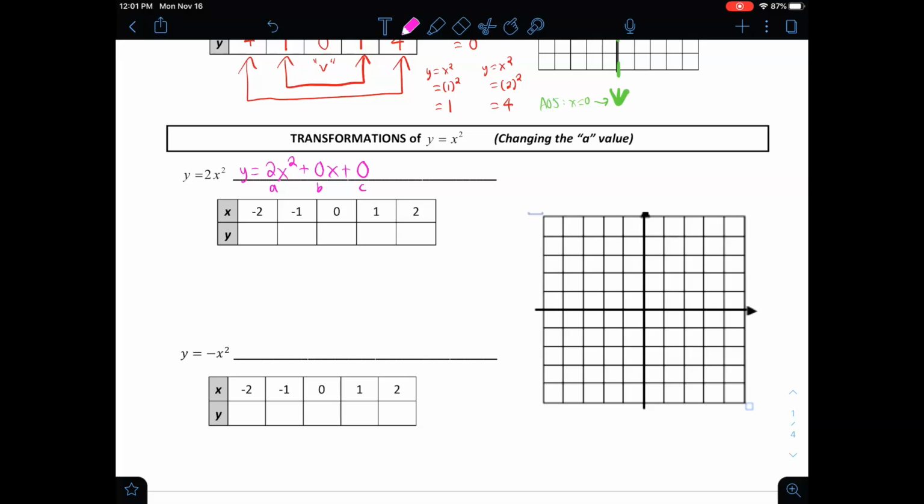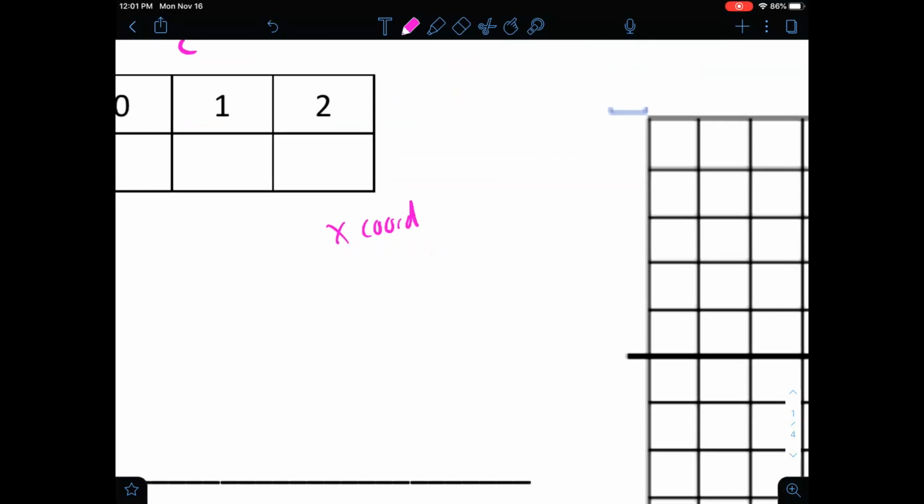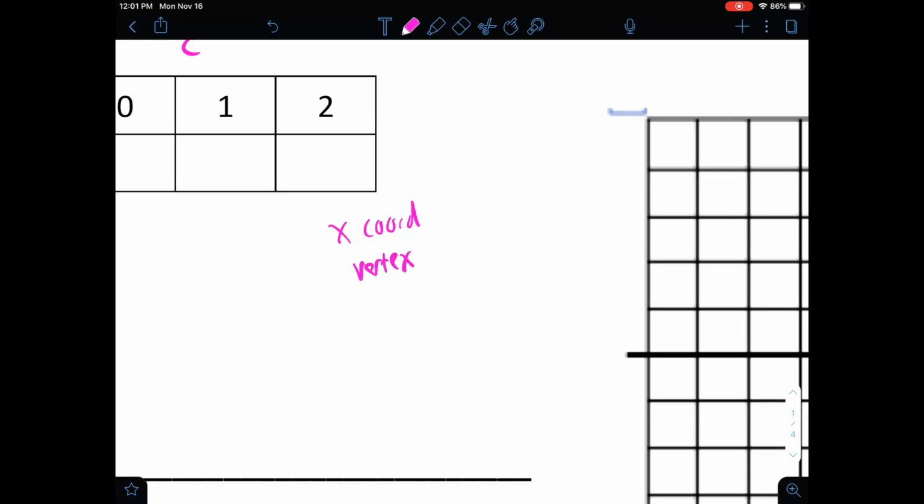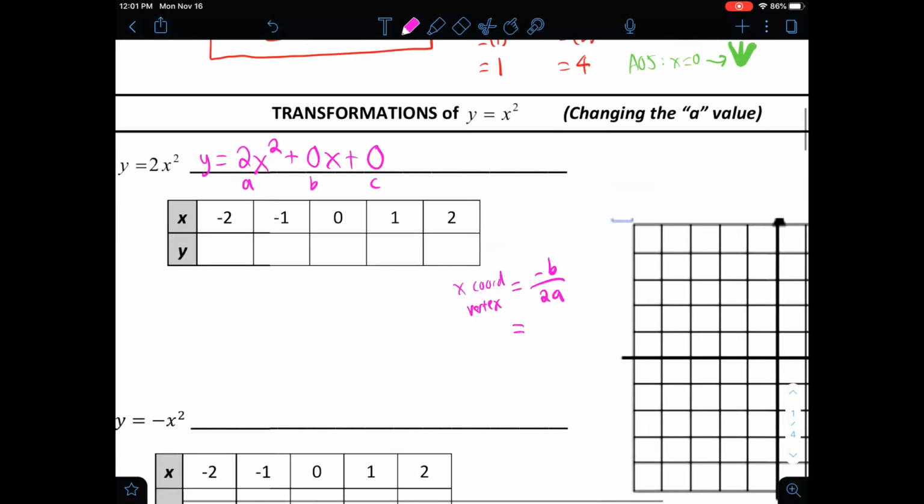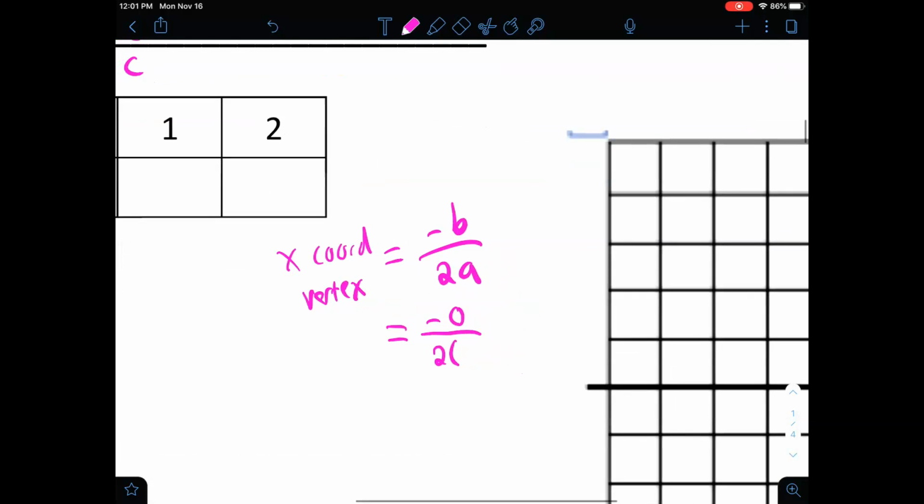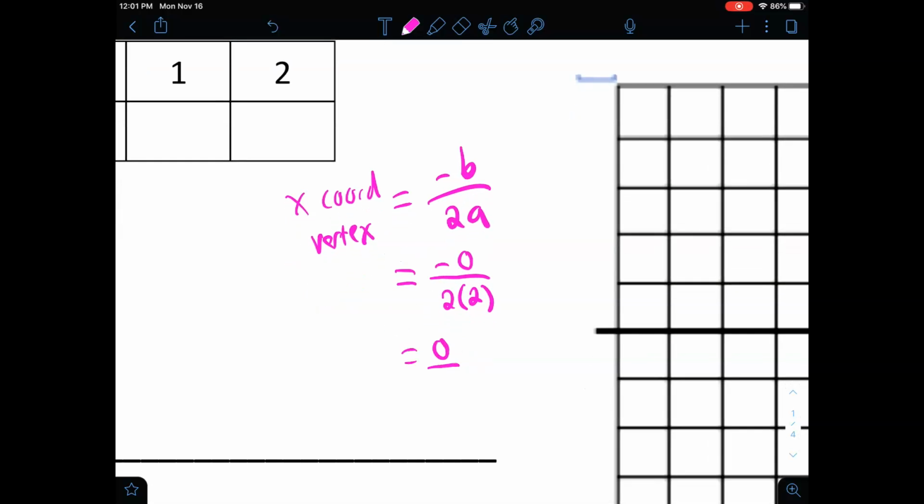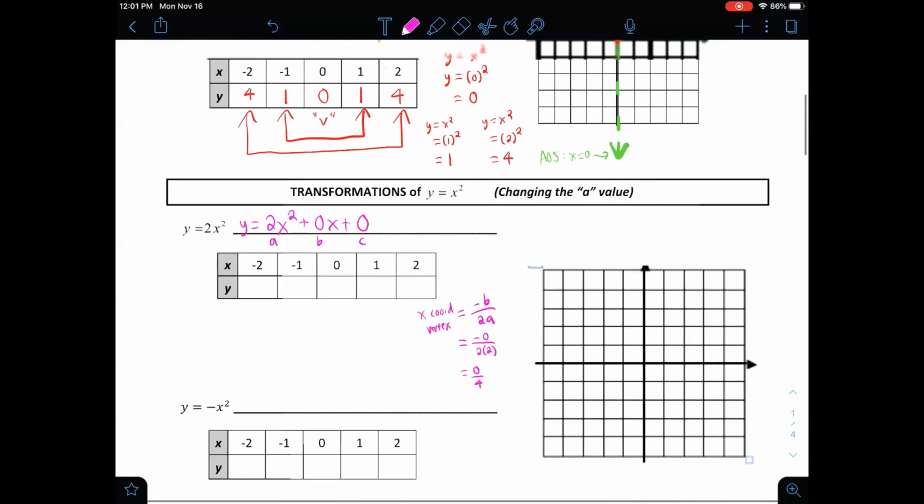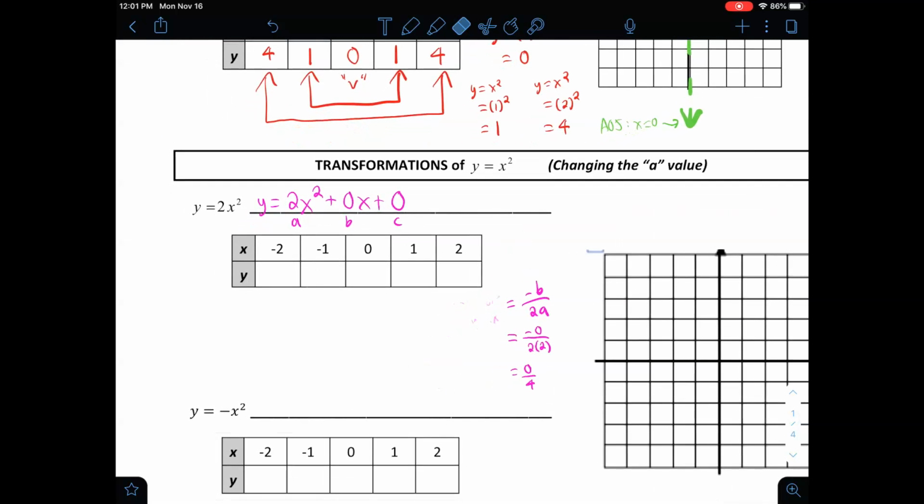So, yeah, let's keep moving along here. So, the x-coordinate of the vertex, let me zoom in a little bit. The x-coordinate of the vertex equals negative b over 2a. So that's going to equal, well, b was 0, so we have negative 0, or opposite of 0, over 2 times a, which is 2, which equals 0 over 4. Oops, I'm going way too big. Sorry, I'm going to write this a little bit smaller. Give me a second here.